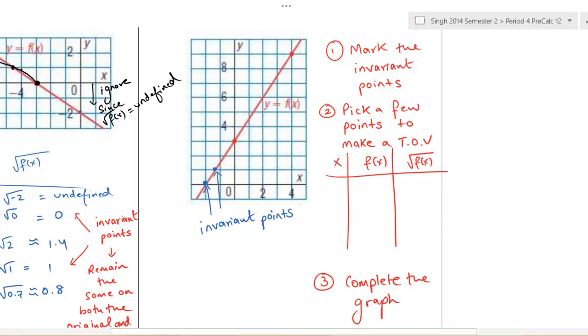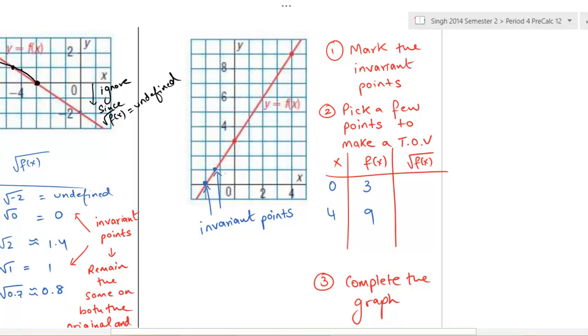Once you have identified those invariant points, now we can pick some other points that are going to help us complete that graph. Some of the points we can pick are the ones that are actually given to us. Those are nice numbers to work with. One of the points we're given is x is 0, f of x is 3, so I can try that, 0 and 3. The other point given to me is x is 4 and f of x is 9. So 4 and 9.